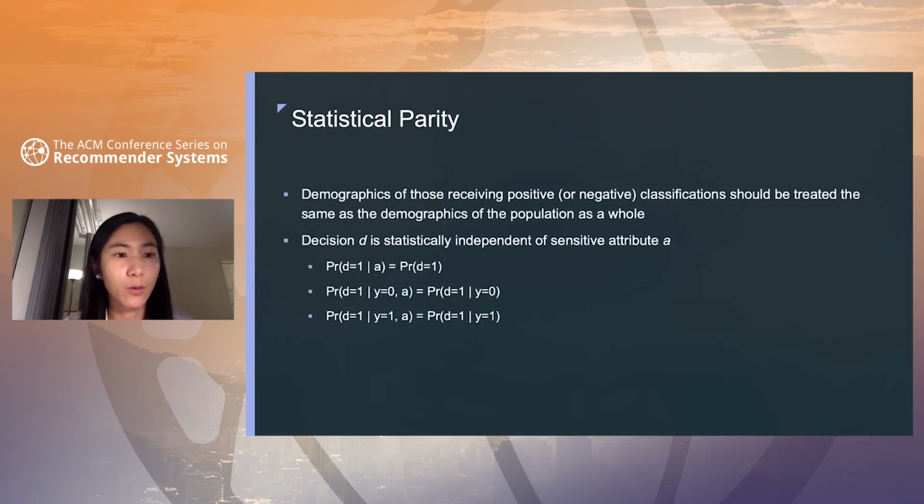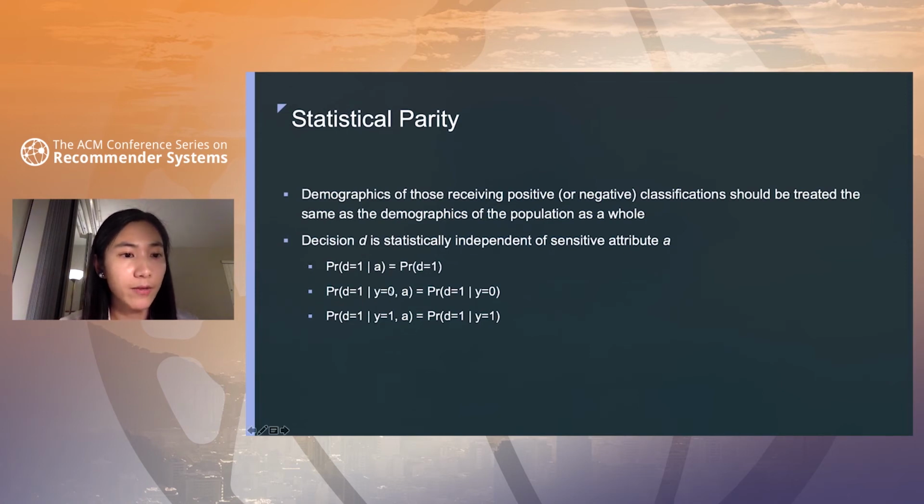Okay, now let's talk in more detail about the fairness definitions. First of all, we have the very commonly used notion of statistical parity, where the demographics of those receiving positive or negative classifications should be the same as the demographics of the population as a whole. More formally, decision D should be statistically independent of the sensitive attribute A. So back to the loan example, if we decide to give the loan to an individual with this credit history, then this decision should be made regardless of whether this applicant is male or female.